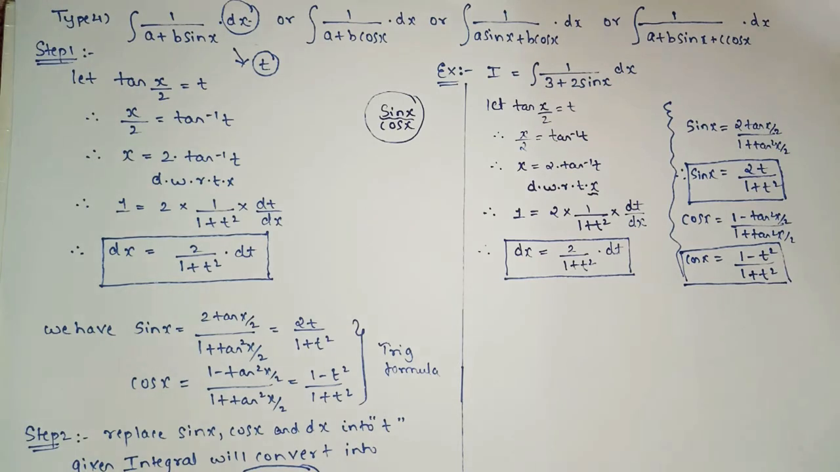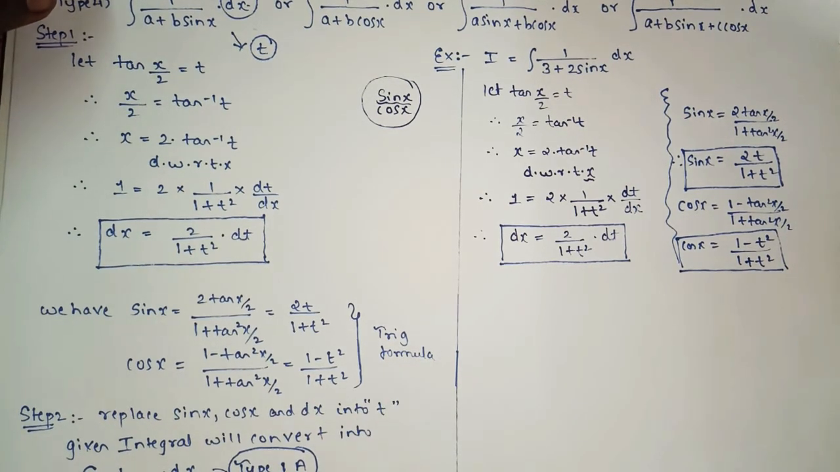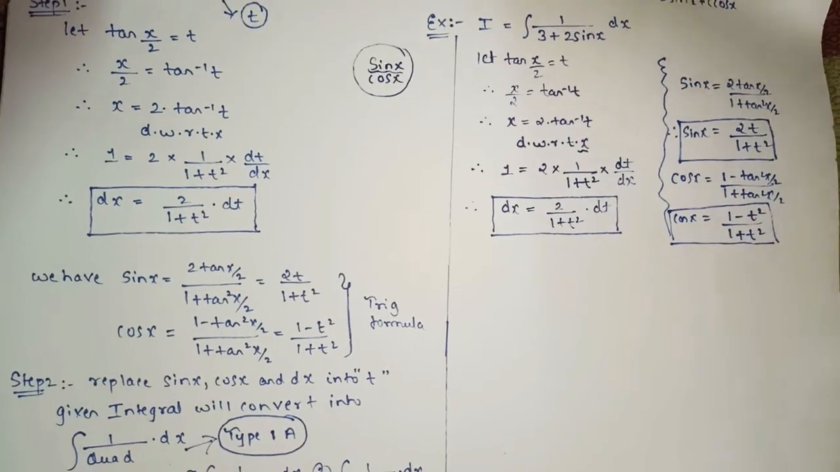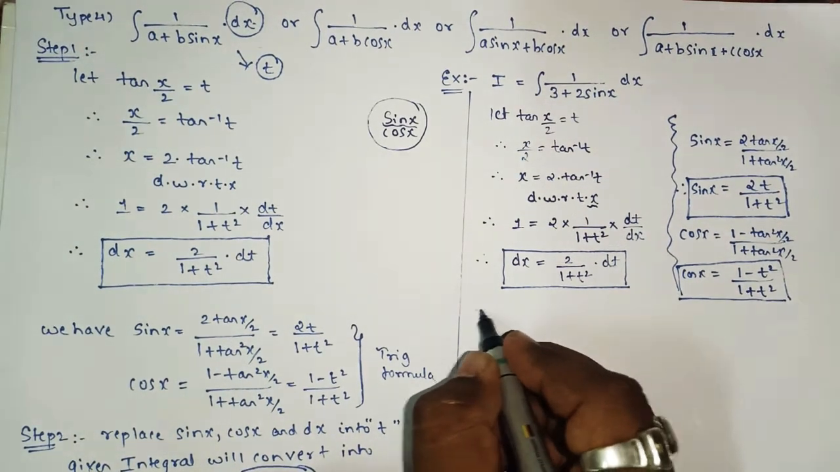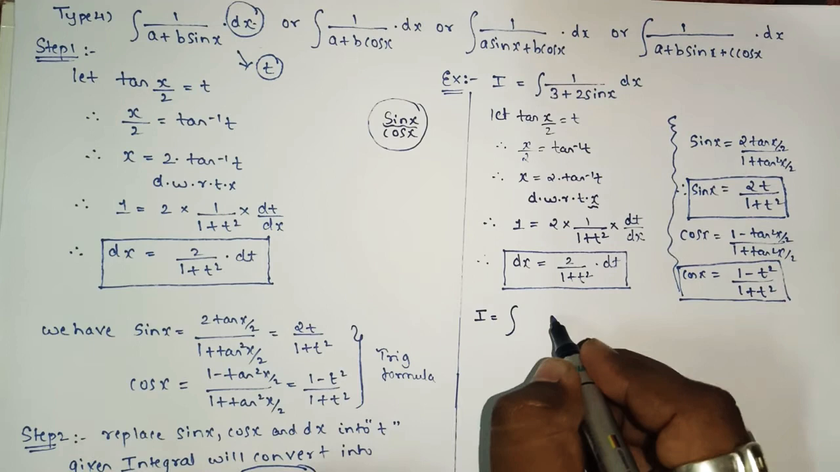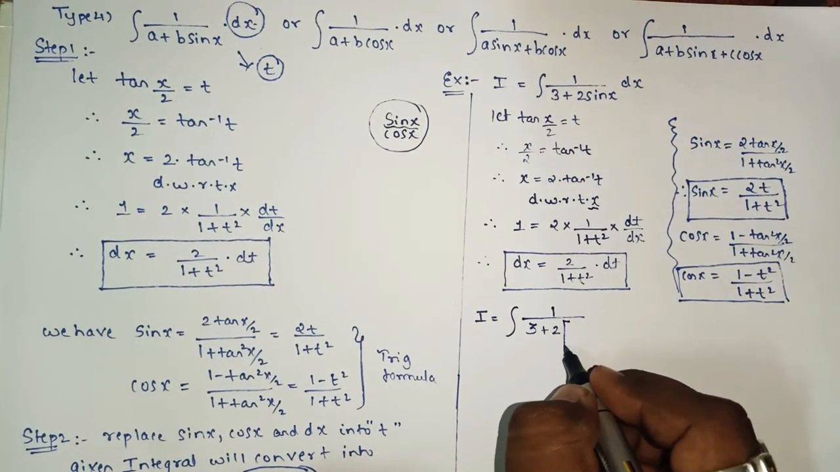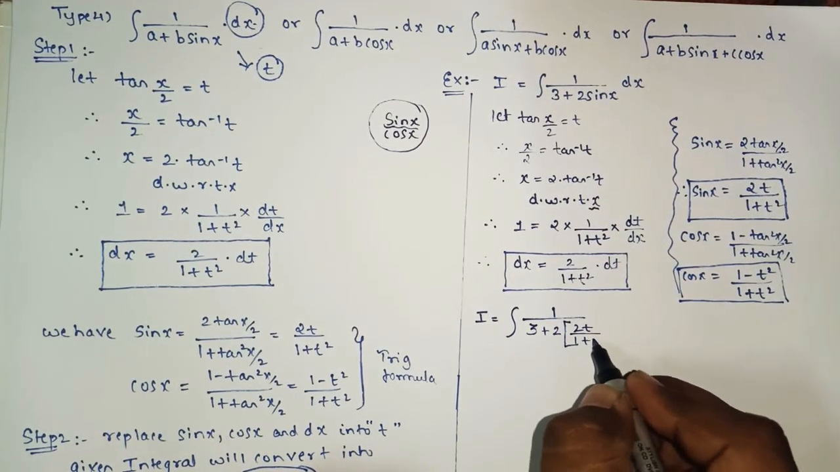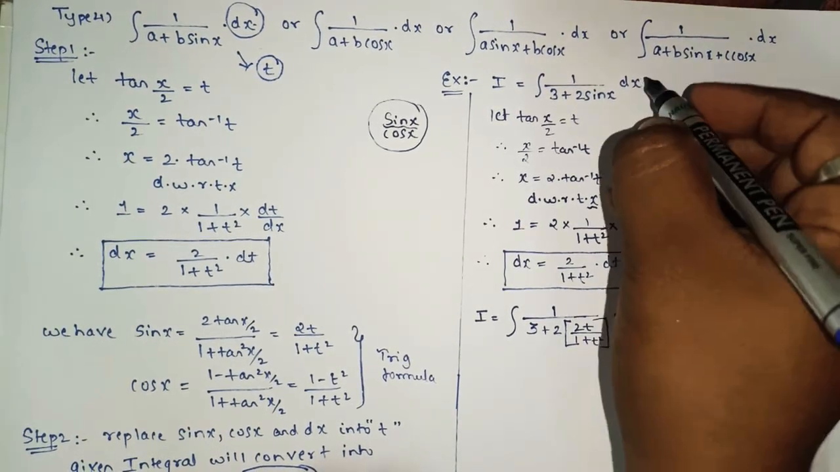Now we'll see what exactly we have to do in step number 2. We'll replace sine, cos and dx by t, and the given integral will get converted into 1 upon quadratic. Now we'll see how it gets converted. Here we have I equals integral 1 upon 3 plus 2, and we replace this sin x by 2t upon 1 plus t square, yes or no? And dx by what?